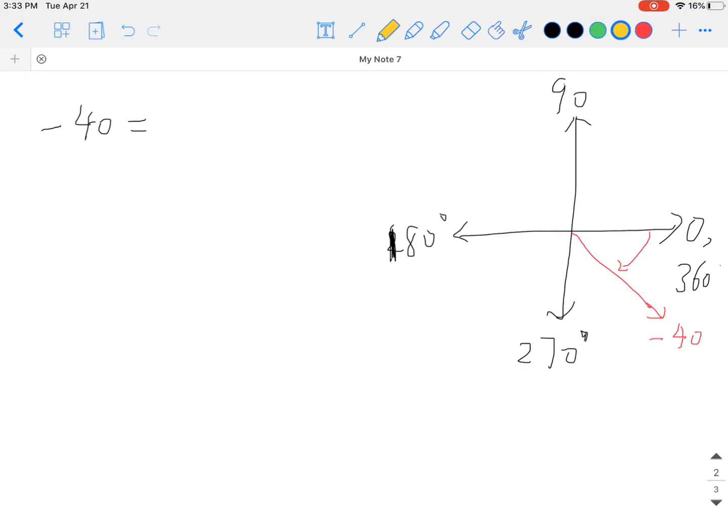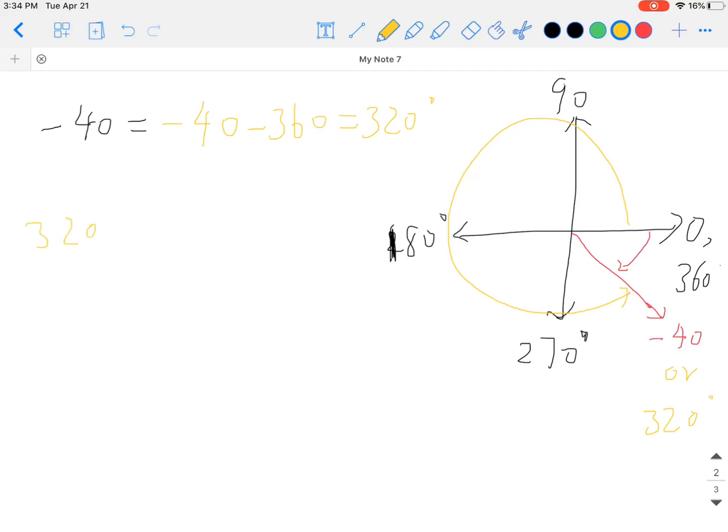But negative 40 degree, if we treat this as going around counterclockwise, it seems like a little bit more than 270 here. So the best way to do this is just use negative 40 plus 360, converting to a positive degree, 320. So we can say that this is negative 40 degree or 320 degree.